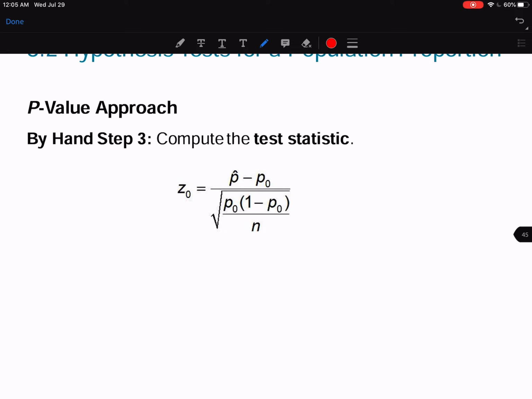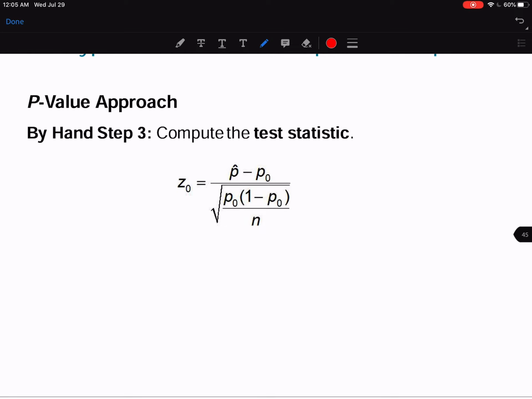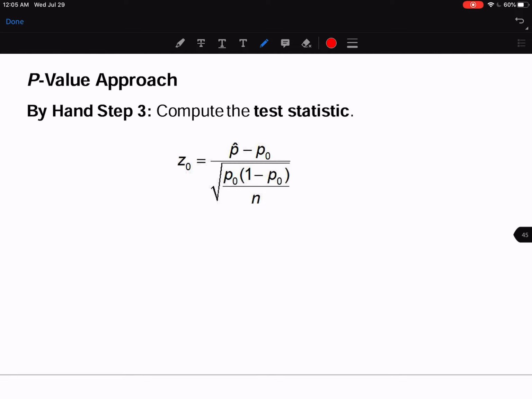But in this video, I just show you how to calculate the p-value by hand. Basically, first of all, if we want to calculate the p-value, we just need to calculate the critical value of z sub 0 first by the whole standardization part. So just p hat minus p sub 0, divided by the square root of p sub 0 times 1 minus p sub 0, all over n.